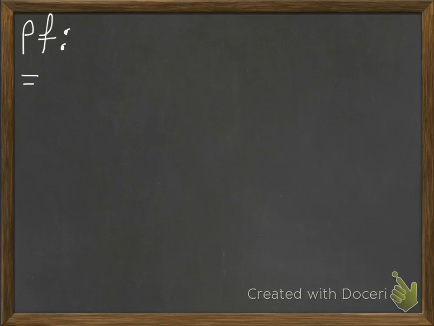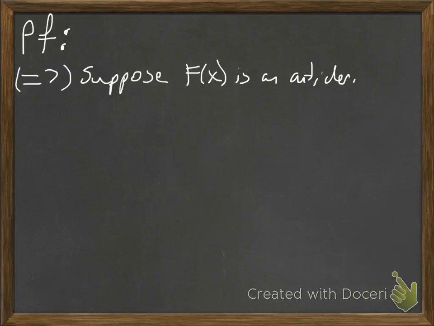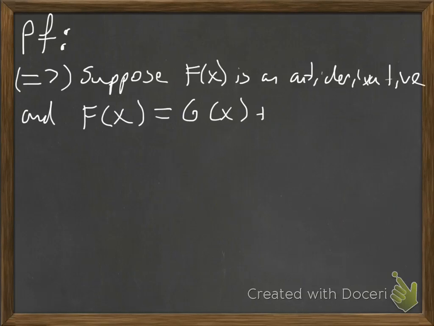So the first thing we're going to do is suppose that F of x is an antiderivative, and F of x is equal to G of x plus c, and we want to show that G of x is an antiderivative of little f. That is, if I take the derivative of G of x plus c, we need to know it's differentiable, and its derivative is equal to little f.